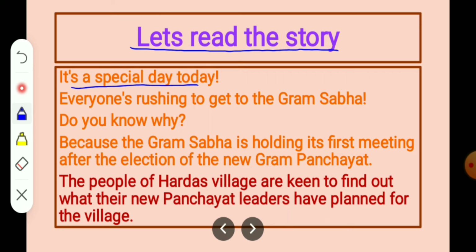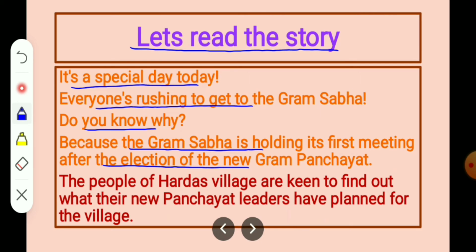It is a special day today. Everyone's rushing to get to the Gram Sabha. Do you know why? Because the Gram Sabha is holding its first meeting after the election of the new Gram Panchayat. The people of Hardas village are keen to find out what their new Panchayat leaders have planned for the village. So it's very special in the story, and everyone is rushing to the Gram Sabha because after the elections of Hardas village, the Gram Sabha is going to be held for the first time, and all the village people are keen to see what their new Panchayat leaders have planned for the village.